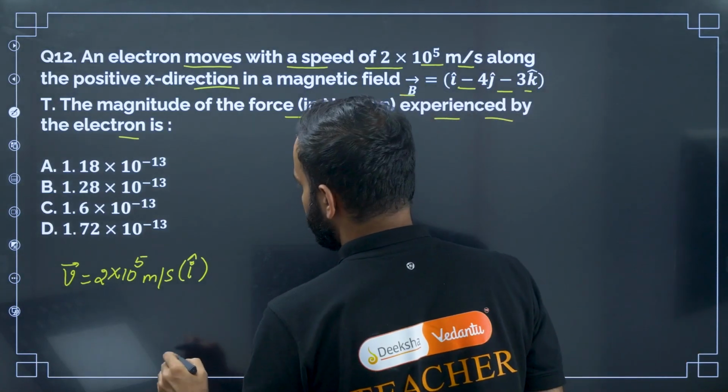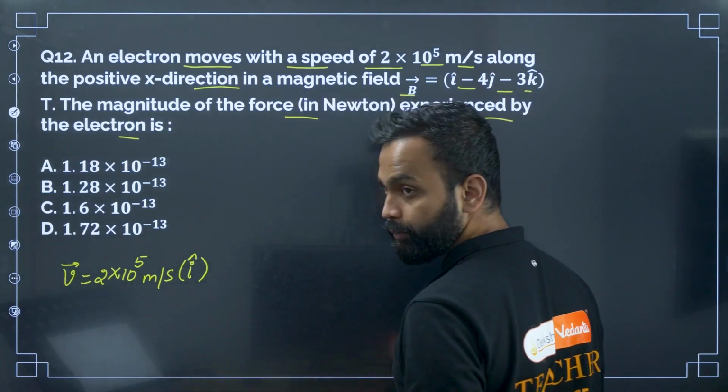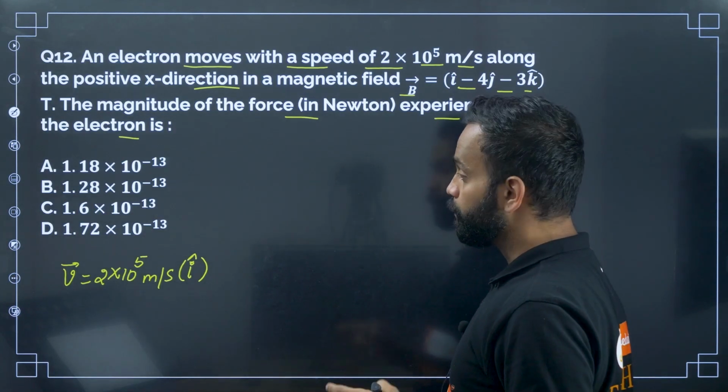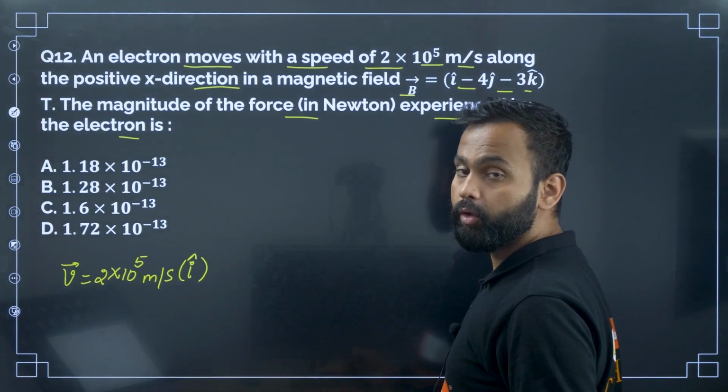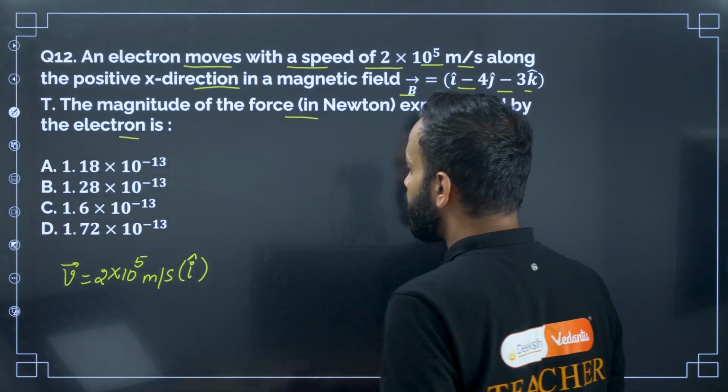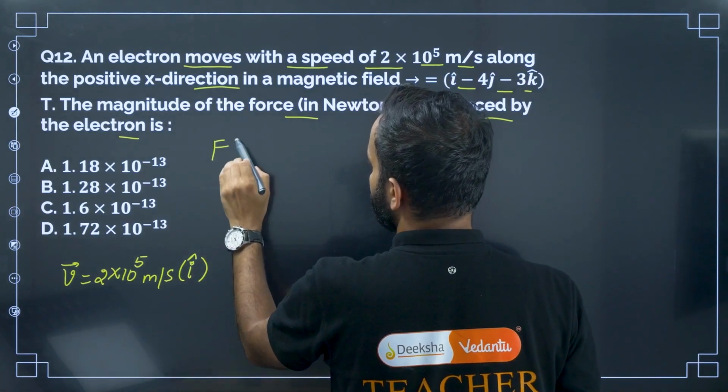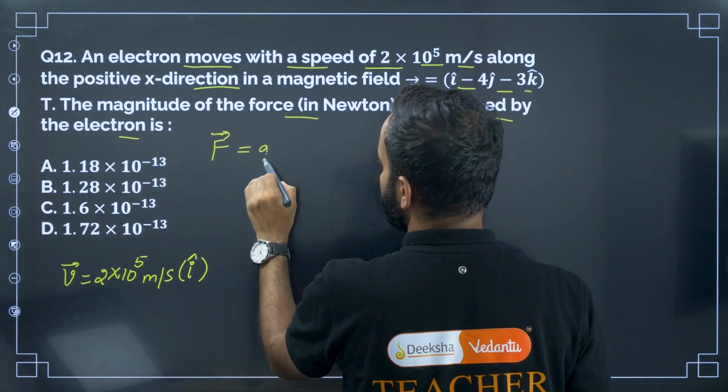Now we know that the force acting on a moving charged particle due to the magnetic field is F vector equal to Q into V cross B.